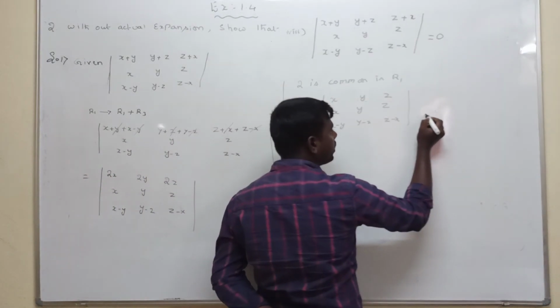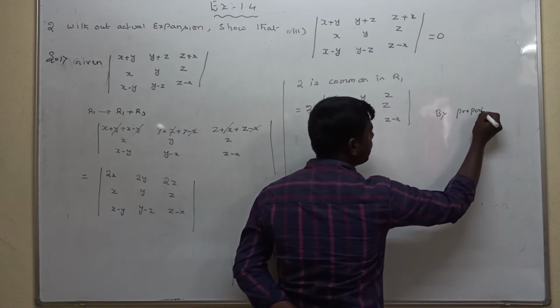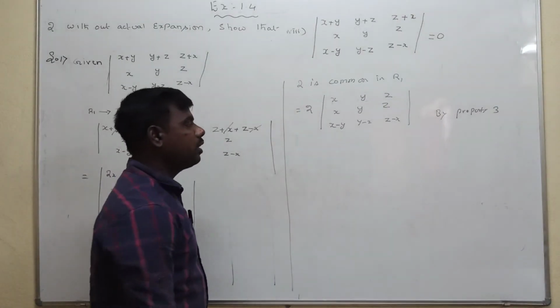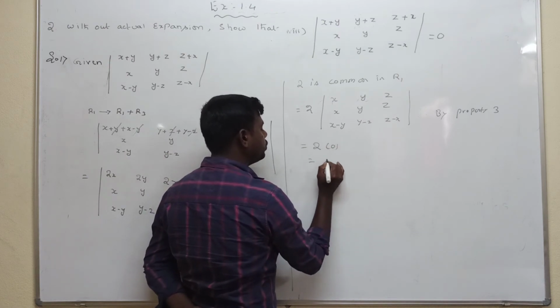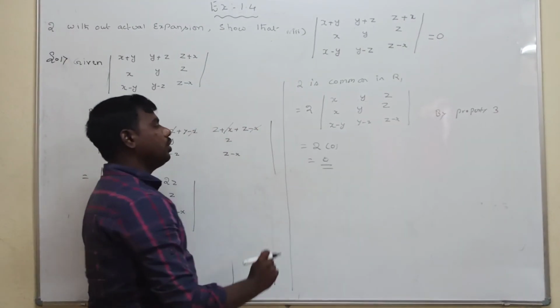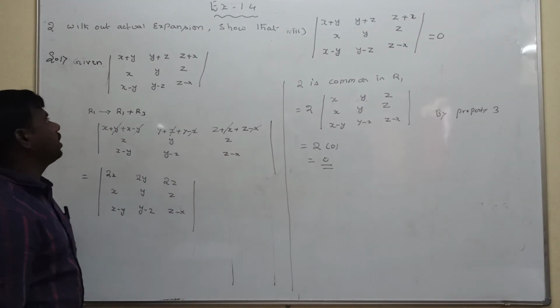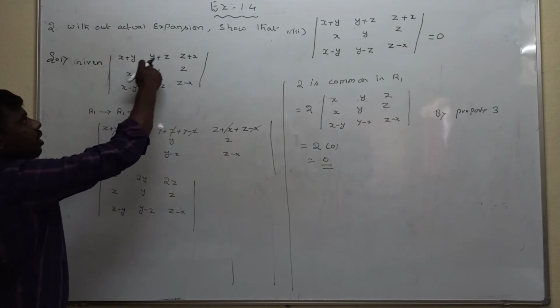Which property are we using here? Property 3. By using property 3, the first row and second row are identical, so the determinant value will be 0. That's why 2 into 0 is 0. Don't be confused: in the original determinant, x plus y, y plus z, z plus x are not equal.